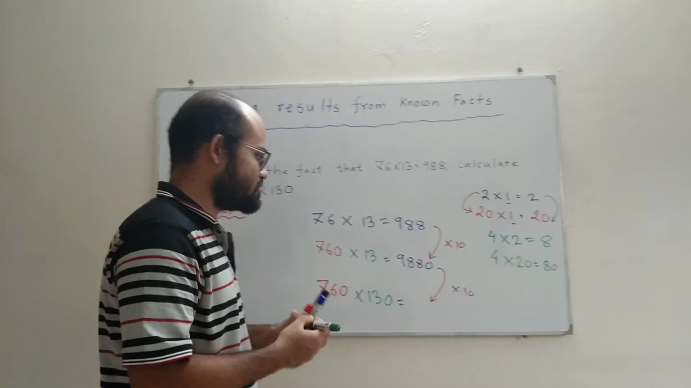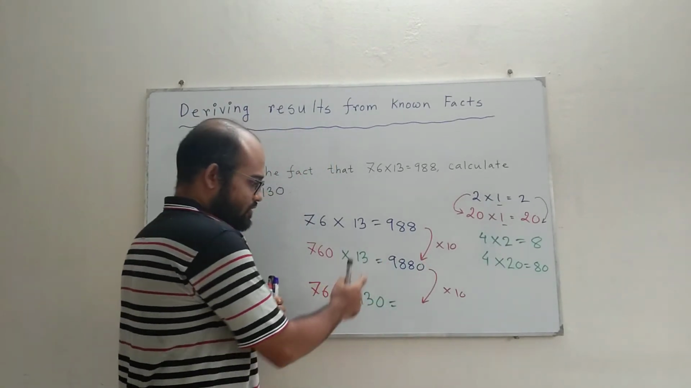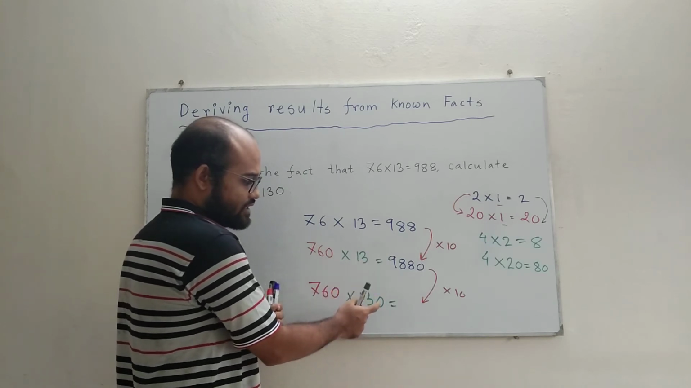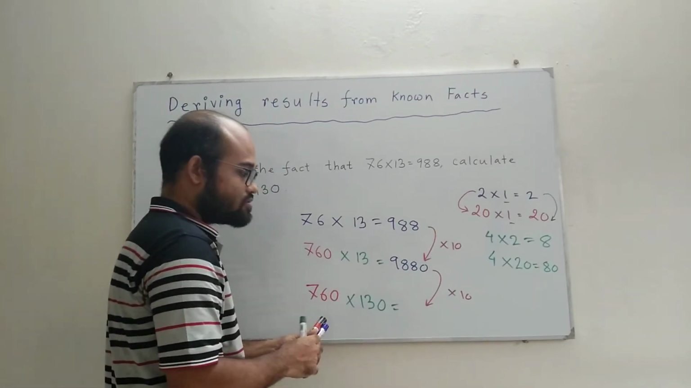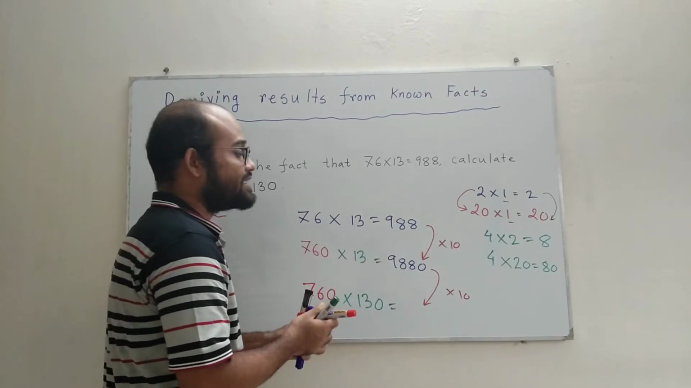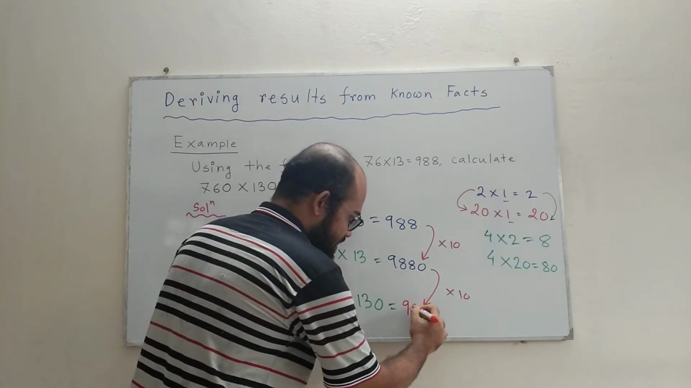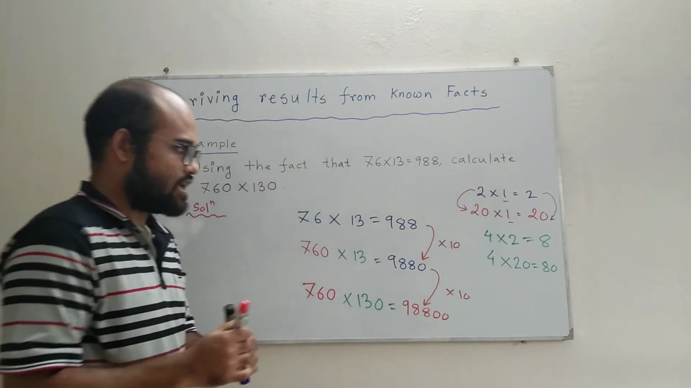So, we have got the answer to our problem. From here to here, what we have done is increase the multiplier 10 times. So, my product will also be increased how many times? 10 times. So, finally, our required product is 98800.